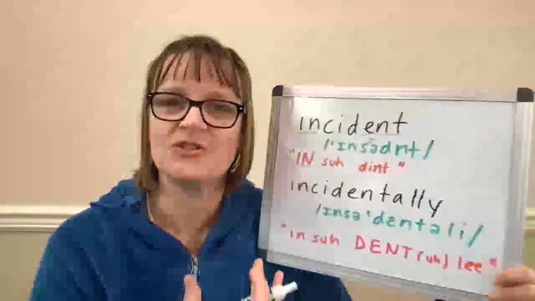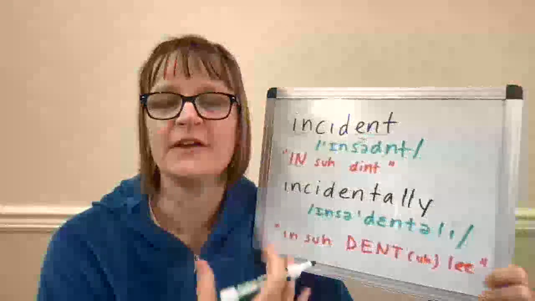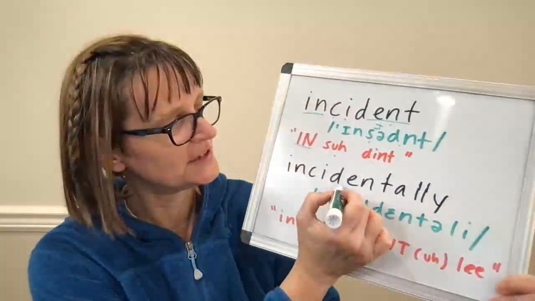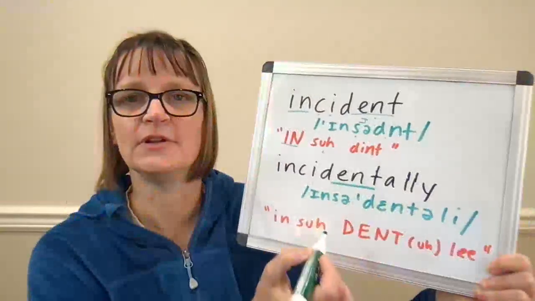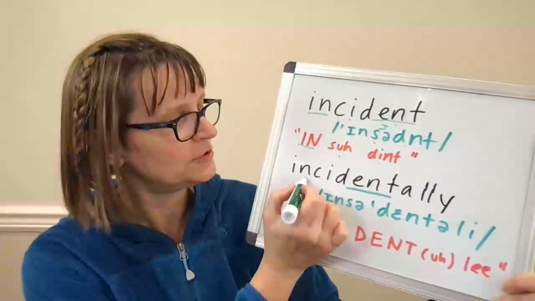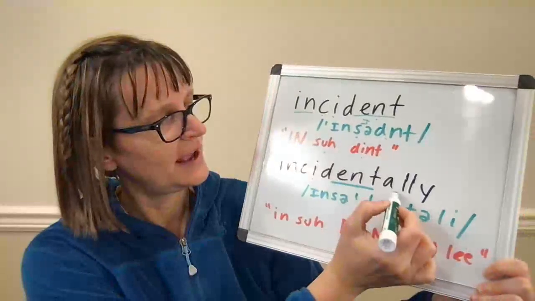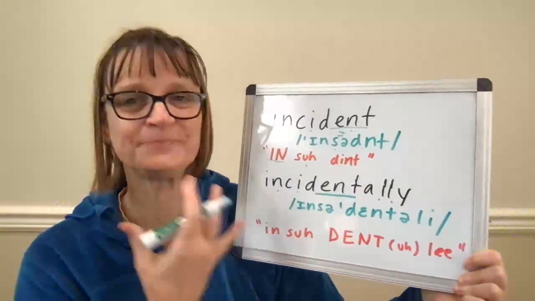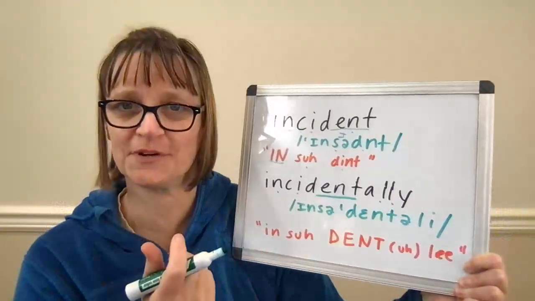Then when we change to incidentally, you can hear how the rhythm is different and the vowels are different. That's because we're stressing the dent syllable in incidentally. So I'm doing two short syllables and one or two short syllables at the end. So incidentally has two different pronunciations.